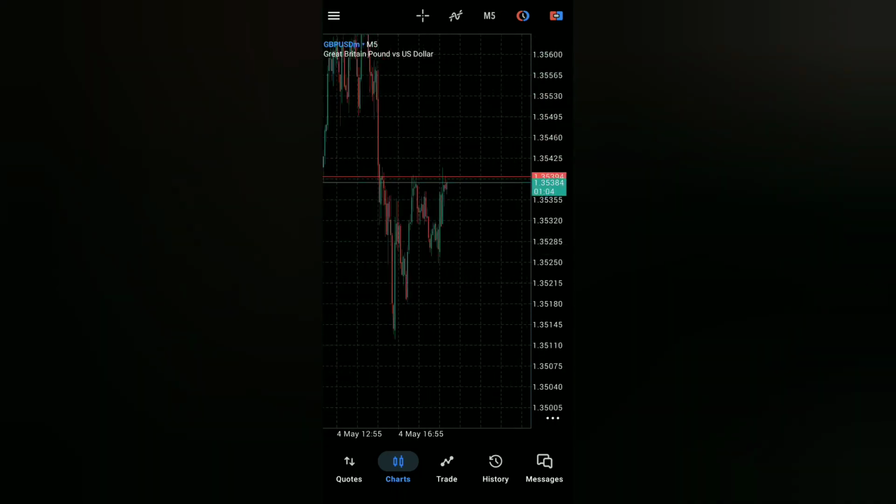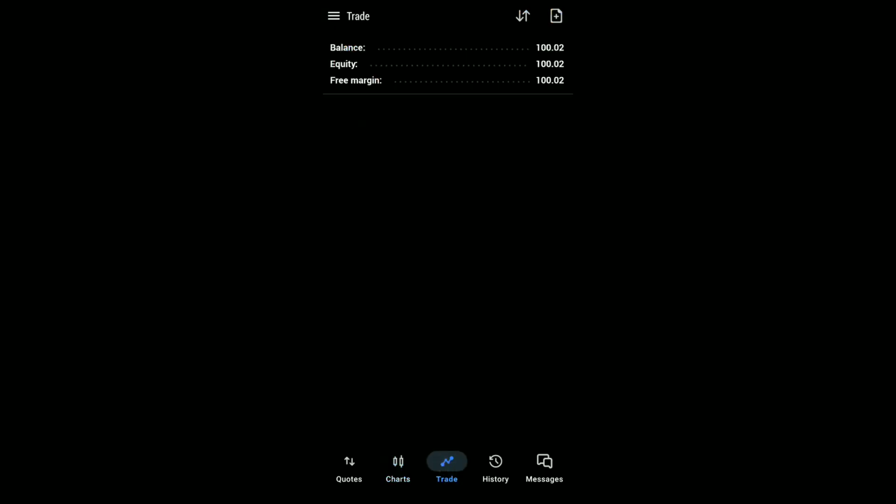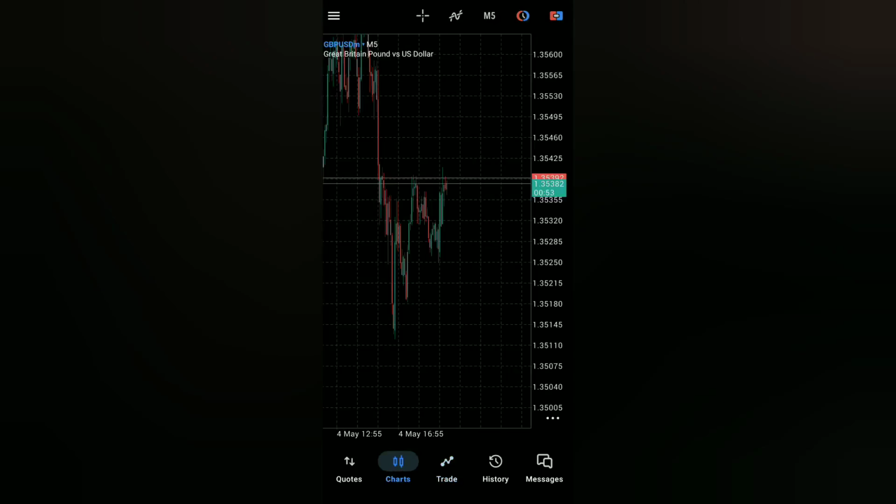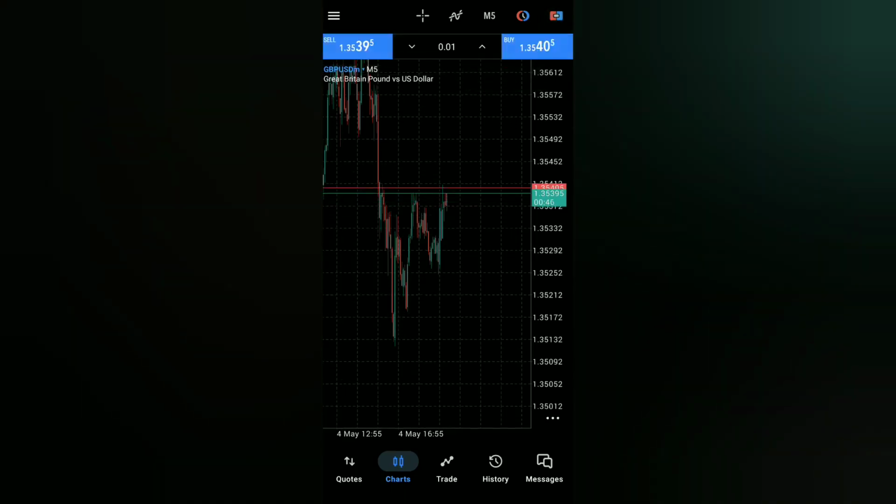Now, when you come down here, you see trade. This is where you enter a trade. Let me show you something now. This is a demo account too. So let's click here. When you click here, you bring down this thing that you're seeing here, 0.01. Please make sure it is always 0.01. You understand? I'm going to show you why later.